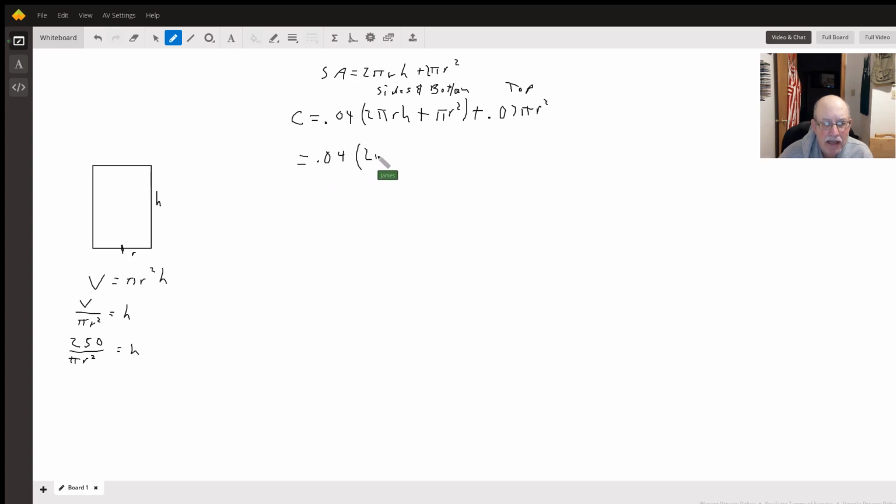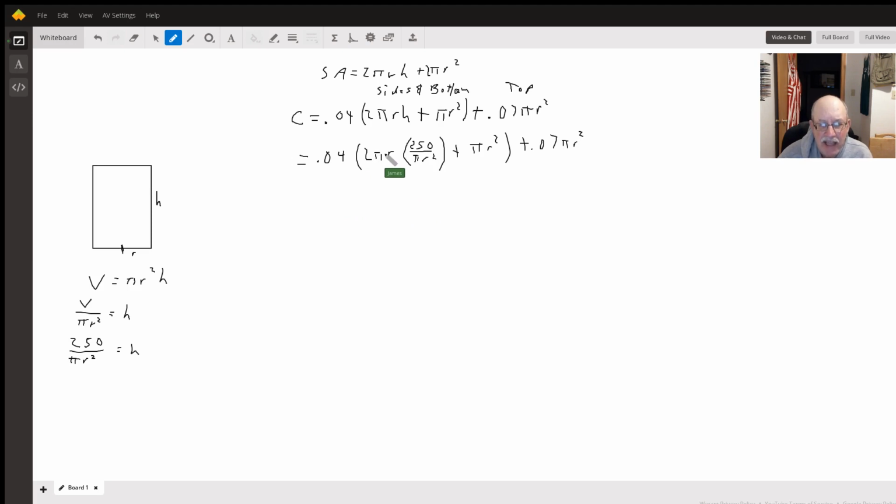Now we can substitute in for the h, and we get c equals 0.04 times 2 pi r times 250 over pi r squared plus pi r squared plus 0.07 pi r squared. Then I guess we can distribute the 0.04.